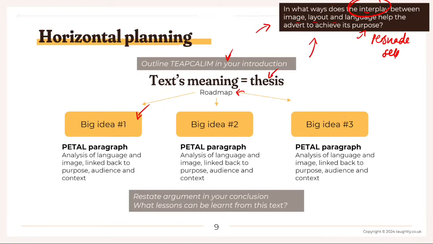Now, after you've decided on your big ideas, your big arguments, you are going to analyse them in a petal paragraph, which we'll come on to later. And then finally, you will conclude, in which you will restate your argument and say what lessons can be learned from the text. That is a brief whistle-stop tour of horizontal planning. Let's begin at the top with introductions.